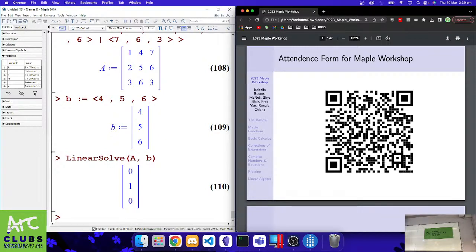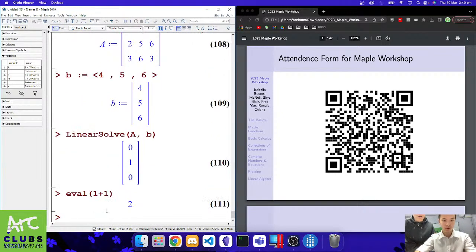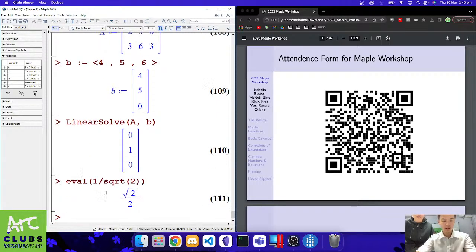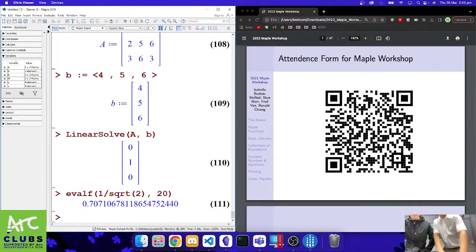I think there's a default eval. Is it? So just eval? Yeah, like this one. What is it? 1 plus 1. Probably don't have a common use of that. Oh, if we do 1 over square root 2, I guess it just gives you the exact form, not an approximation. Eval makes an approximation to 10 dps. And if we want more dps, 20, I think, do it like that, and it gives you more.